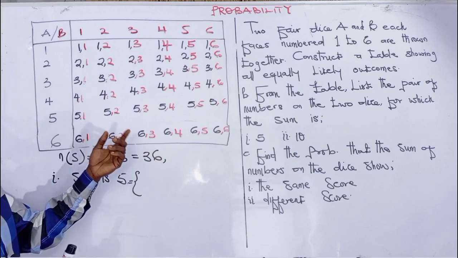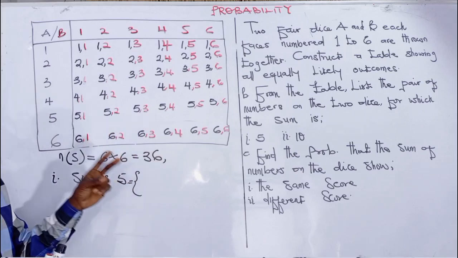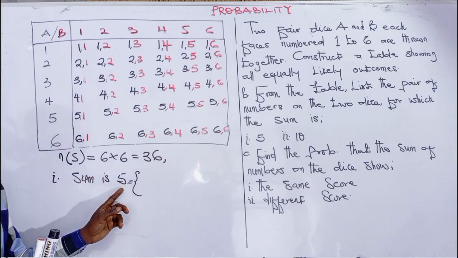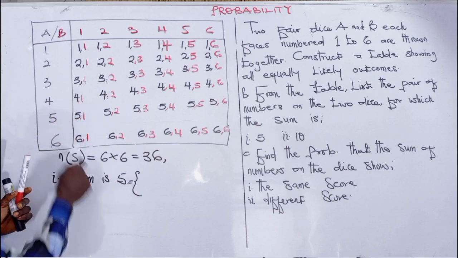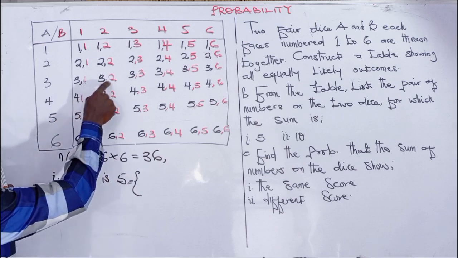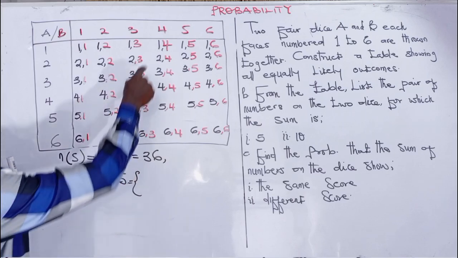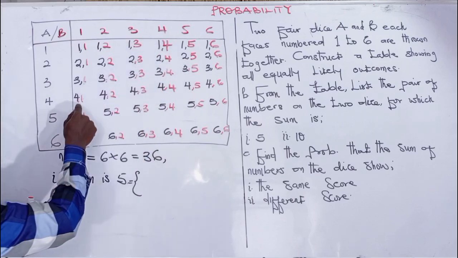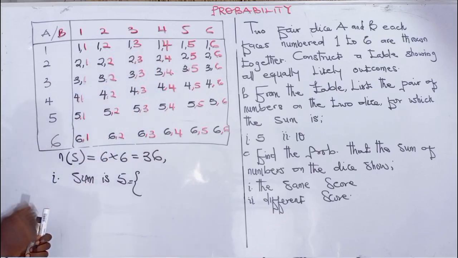So this means that we are going to look through the set of possible outcomes to see which pairs of numbers, when we add them, give us the number 5. From here, you can see that 4 plus 1 gives 5, 3 plus 2 is 5, 2 plus 3 is 5, and 1 plus 4 gives us 5. So all these pairs of numbers, when we add them, give us the number 5.